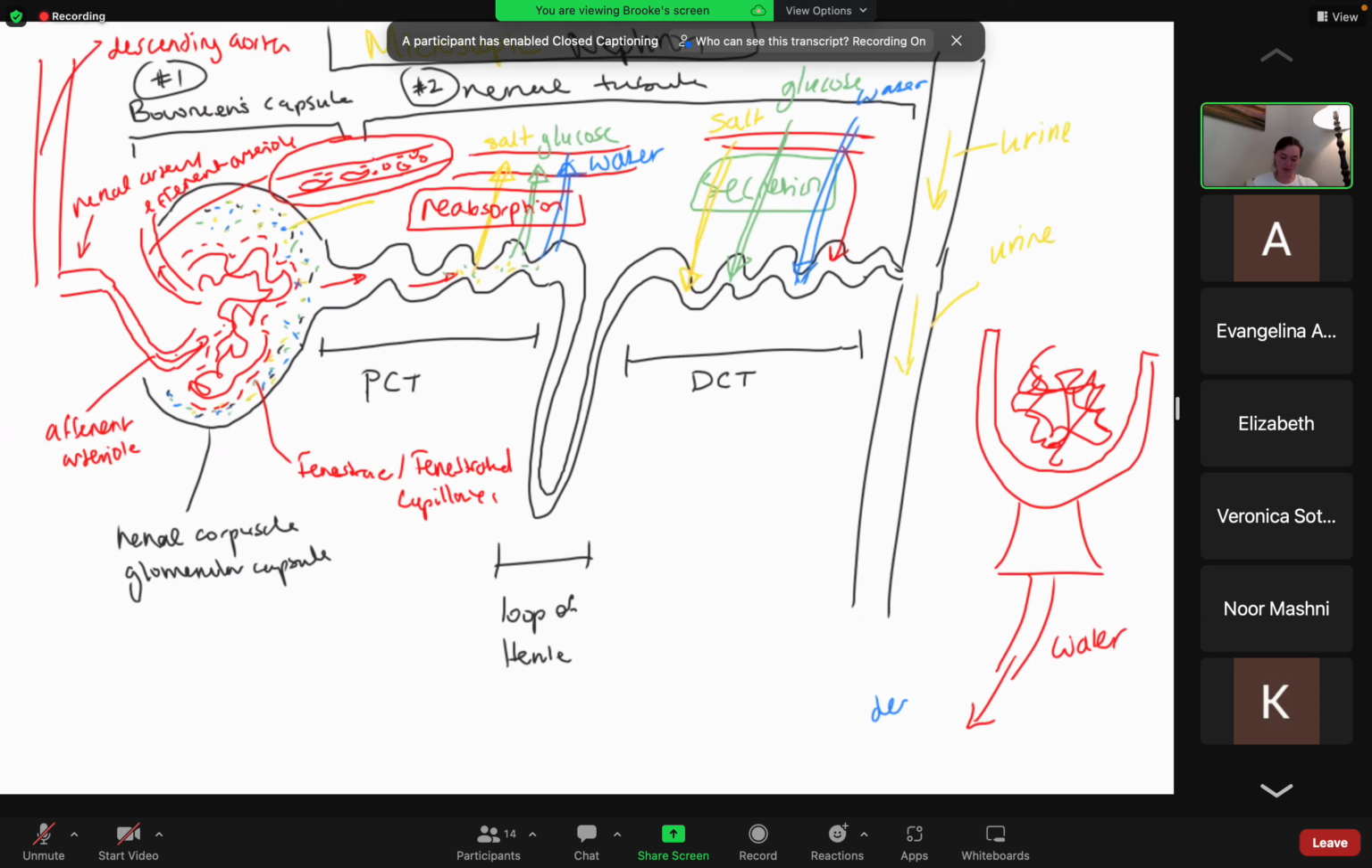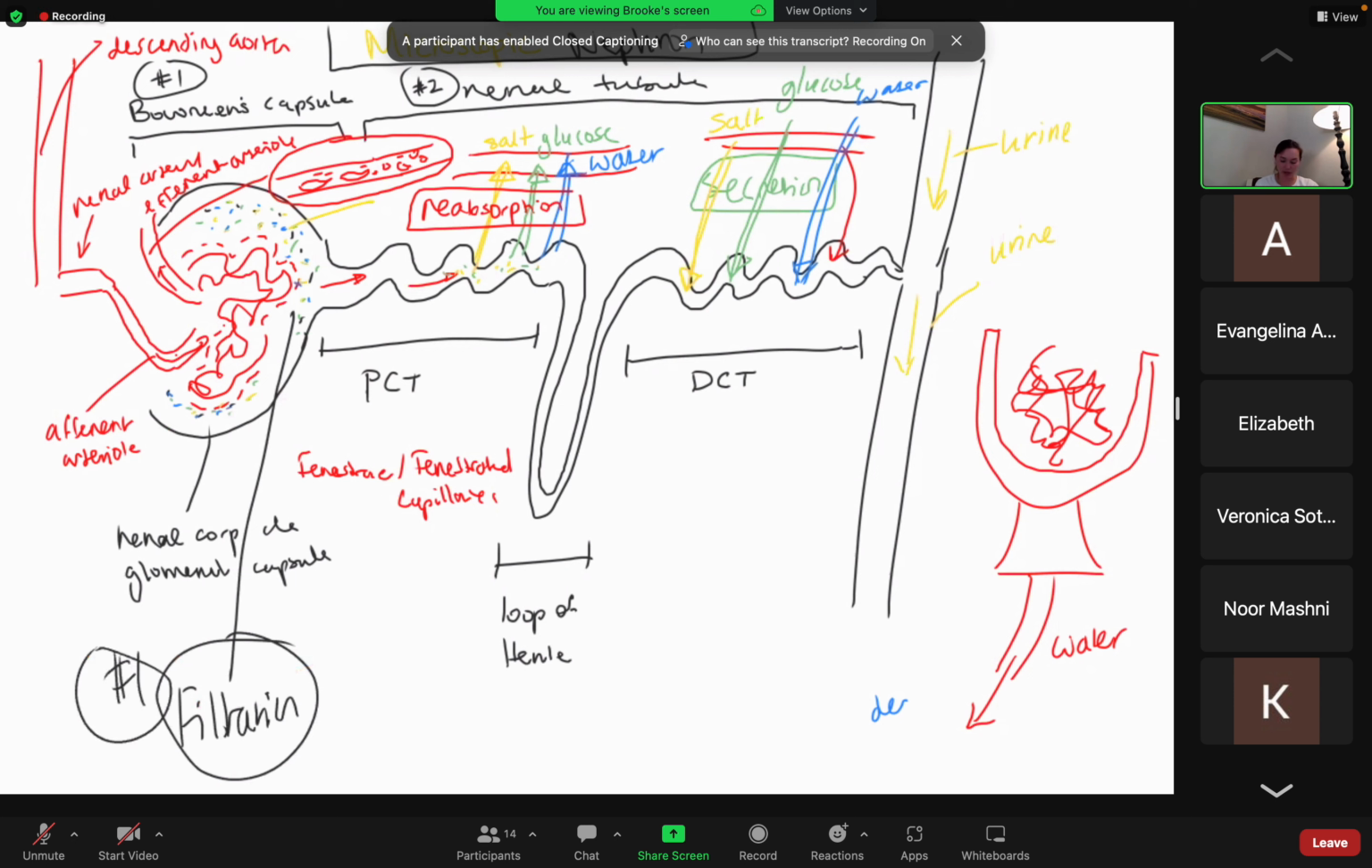Awesome questions. So this part over here, oh, of course I erased it. This part over here that we were all just talking about, that's filtration. That's step number 1. We filter the blood. Step number 2, like I was just saying, is reabsorption. You bring that stuff back into the blood. This would be renal tubule to the blood.